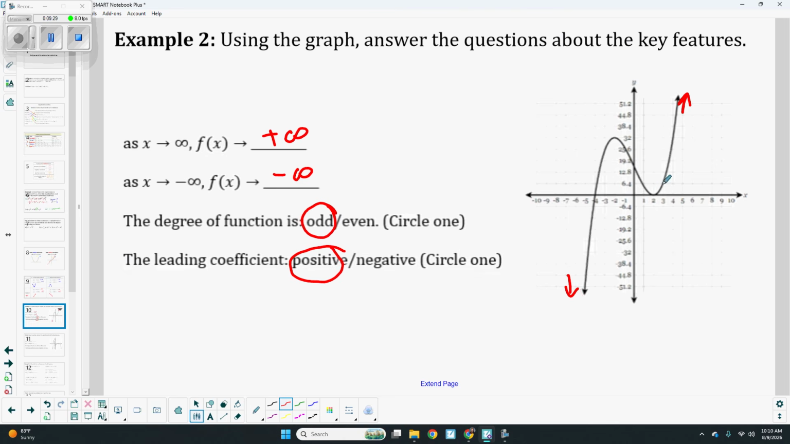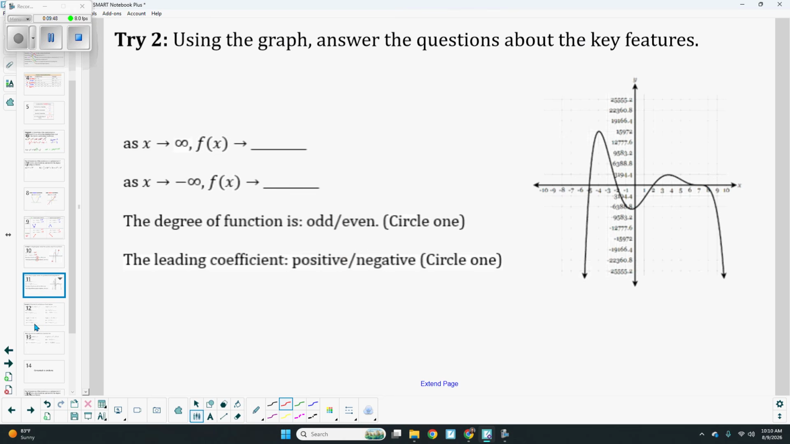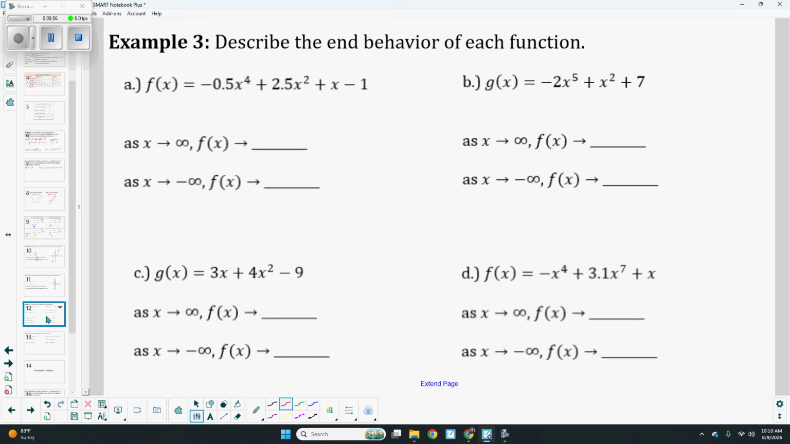So if it was even and positive, it's up there. If it's odd and positive, it's up there. If it's even and negative, it's down here. If it's odd and negative, it's down here. So the right side of the graph will always tell you the leading coefficient. So you go ahead and try this one. You can pause. The answers are posted in the blank notes in Google Classroom.